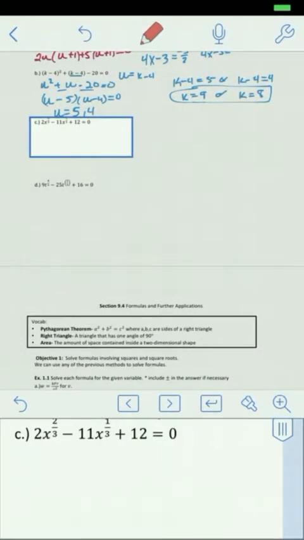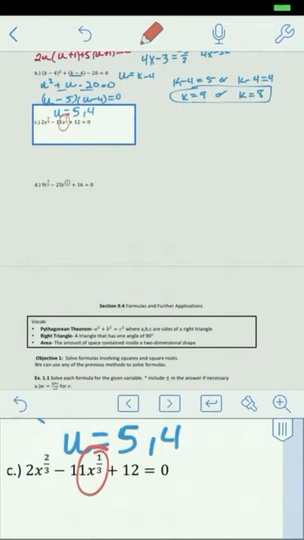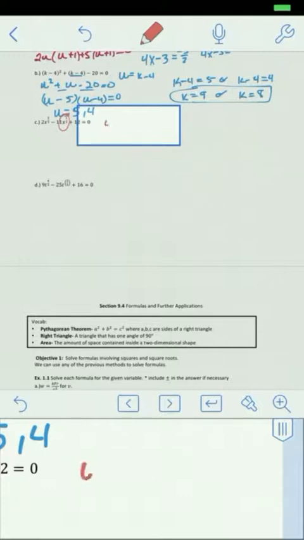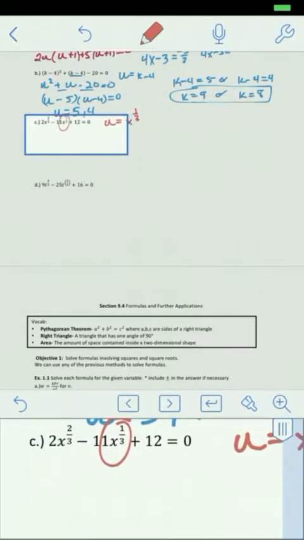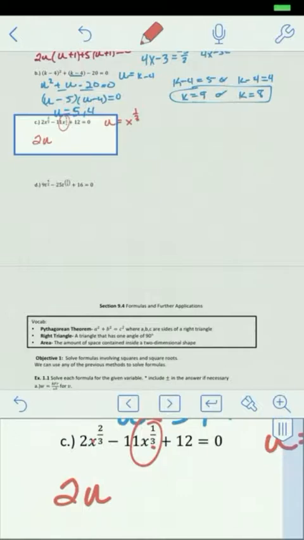But again, I'm just going to let u be what's sitting in the b zone. So I've got, let u equal x to the 1/3, right? And I can replace it. If u is x to the 1/3, then x to the 2/3 would make it u squared. So 2u squared minus 11u plus 12 equals 0.